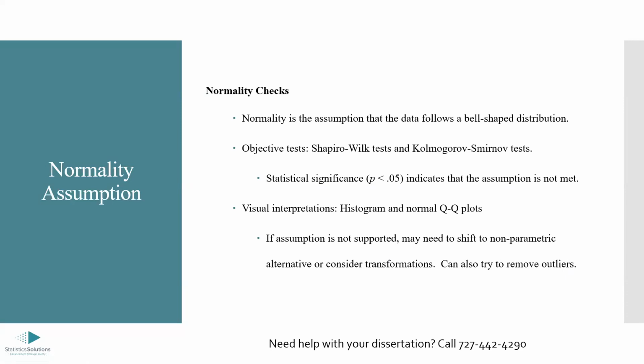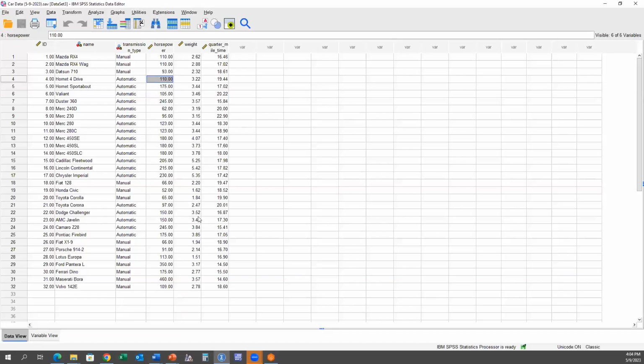Let's take a look at an example here. We'll go assumption by assumption and show how to assess that assumption. So in this spreadsheet, if you've joined us before, you've probably seen this. We have a series of car models. We have 32 car models, and we have different variables of interest for each of those cars. So is the car using a manual or automatic transmission? What is the horsepower? What is the weight of the car in metric tons? And then what is quarter mile time?